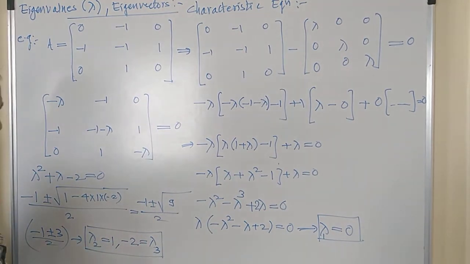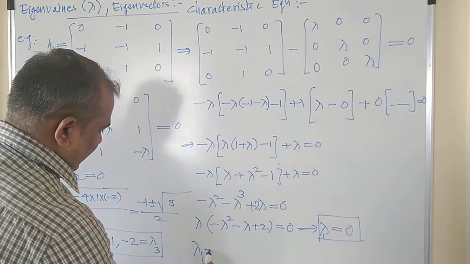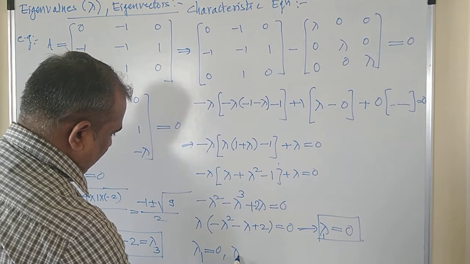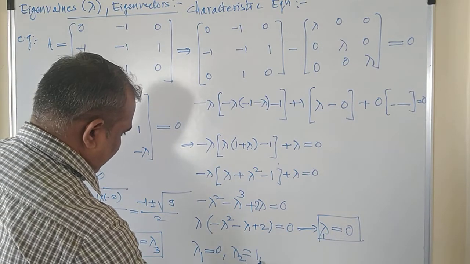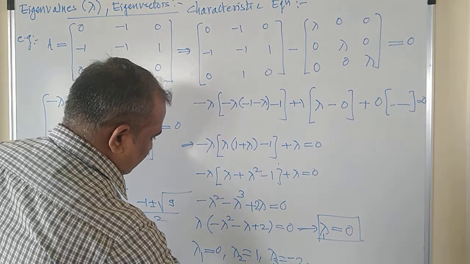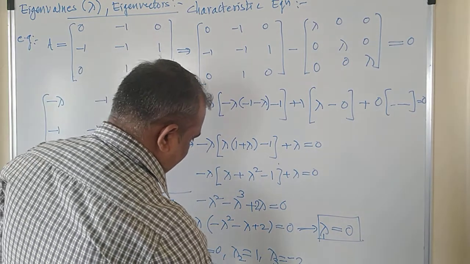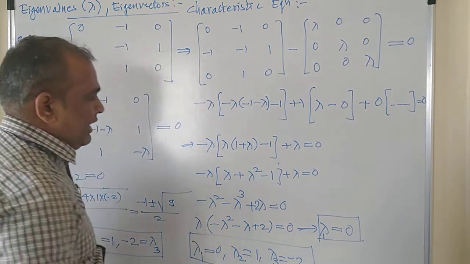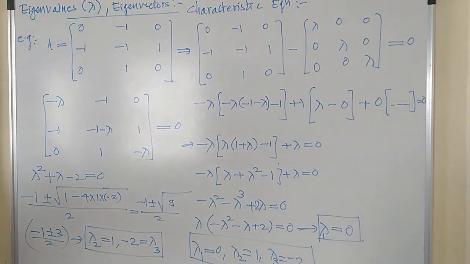What are the three eigenvalues? I will write it here again. Lambda 1 is 0, lambda 2 is 1, and lambda 3 is equal to minus 2, right? So these are the various eigenvalues that we got for the given matrix A.